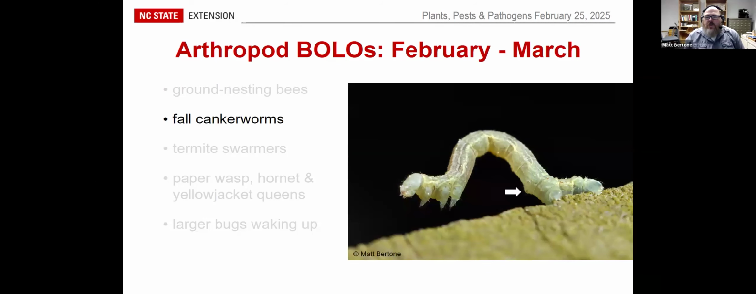You may see fall cankerworms, which are these little green inchworms with very stubby little prolegs there with the arrow. These will hang off of trees in the spring sometimes. Sometimes they defoliate. We haven't had major issues lately, but they will eat the newly emerging leaves off of trees and bushes and things like that.